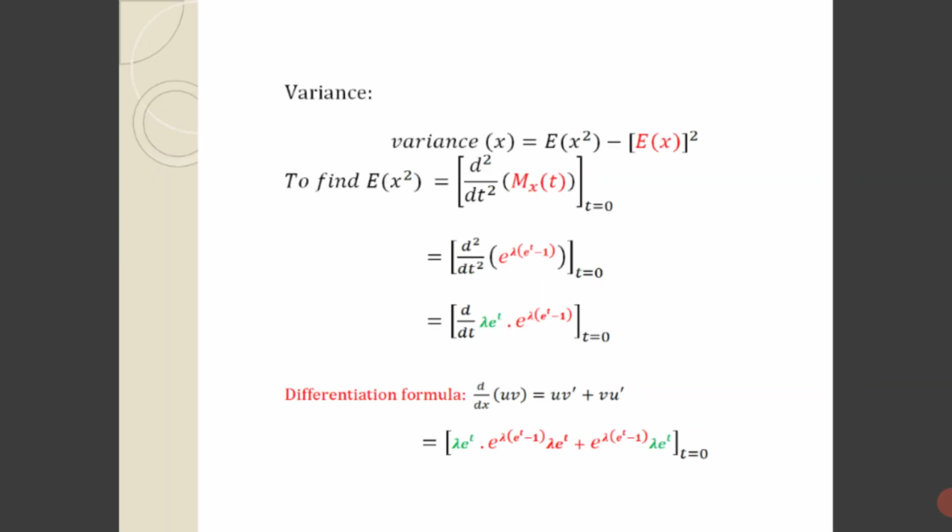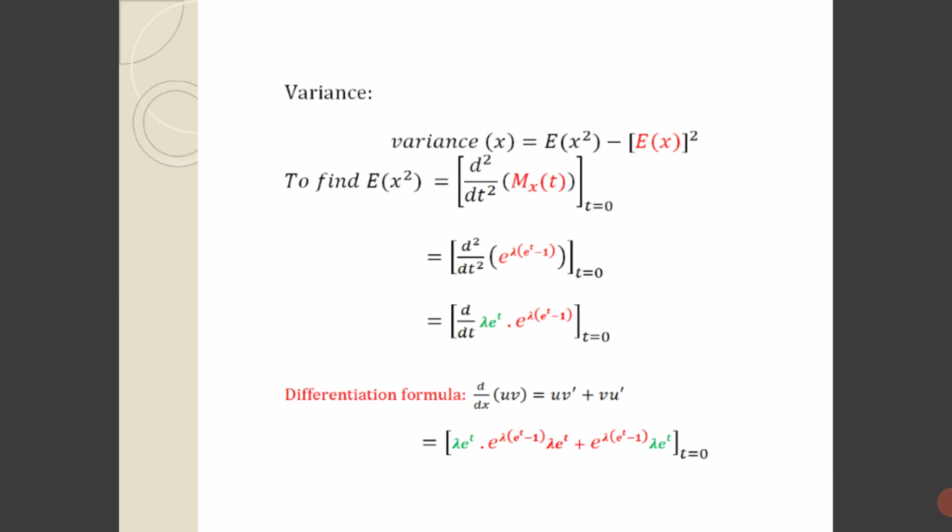Now we are going to find the variance of this Poisson distribution. The variance of x is equal to E of x square minus E of x whole square. Already we have calculated E of x, which is the mean. Now we are going to find the E of x square value. The E of x square formula is d square by dt square of M_X(t), put t equal to 0.